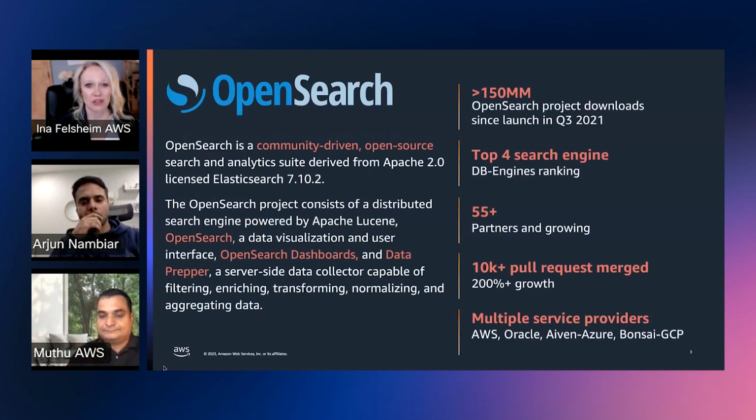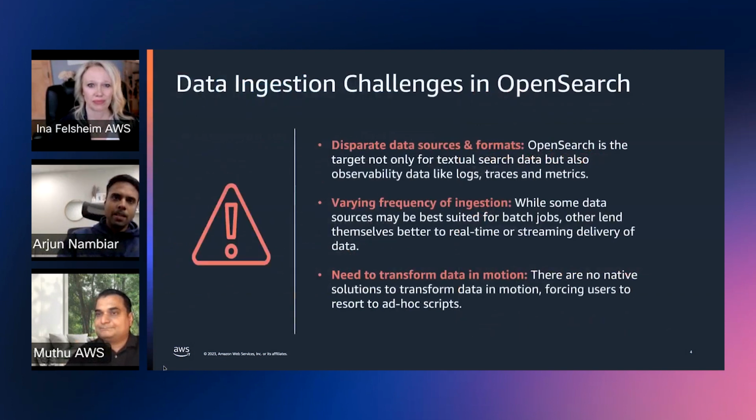So with that, let me kick it over to Arjun to talk about what exactly is OpenSearch Ingestion. Hey, thanks, Aina. Before we actually get into what OpenSearch Ingestion is, I think it's important to take a step back and understand what were the existing challenges with ingesting data into OpenSearch.